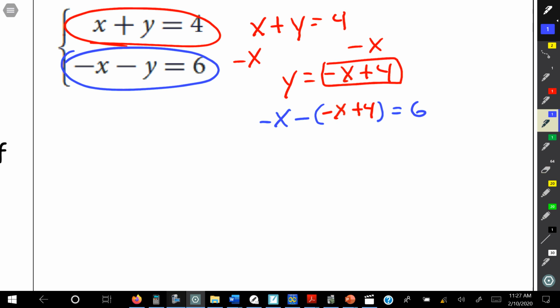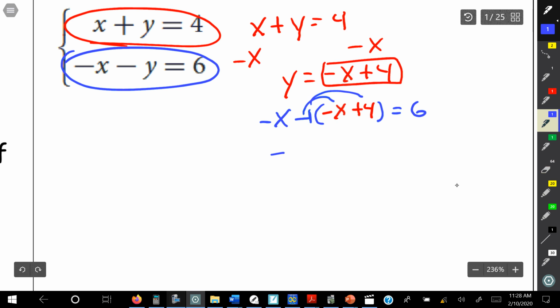So now I'm going to take that and I'm going to distribute this understood 1 here on both of these. And that's going to give me negative x plus x minus 4 is equal to 6.